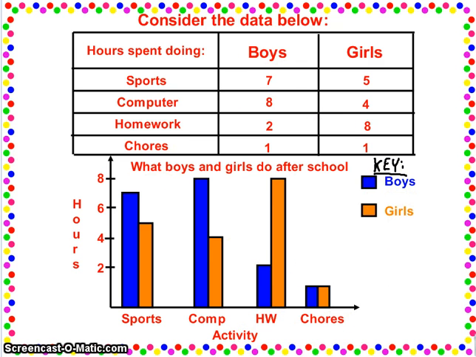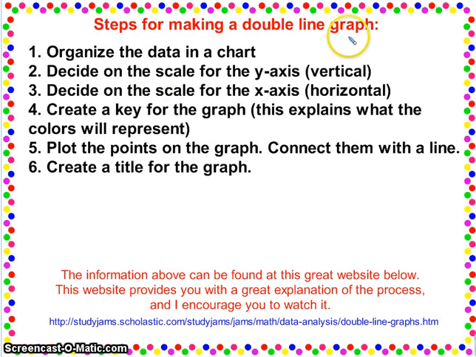All right, now let's look at a double line graph. Okay, double line graph, steps for making a double line graph. Organize the data in a chart. It's going to be easier for us to put this data into a chart to see what it looks like. Now we have 2 scales. We have to pick a scale on the y-axis, that's the vertical. We have to pick a scale on the x-axis, that's the horizontal. In our example, it's a little different.